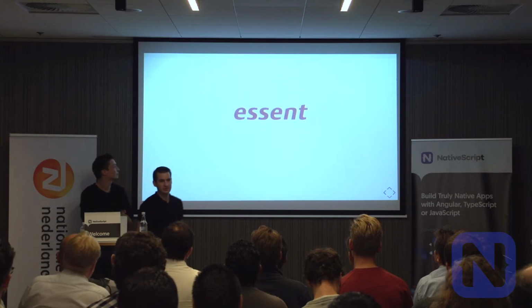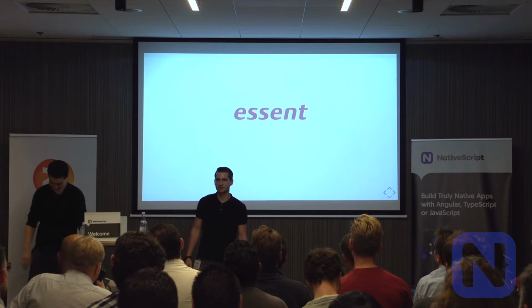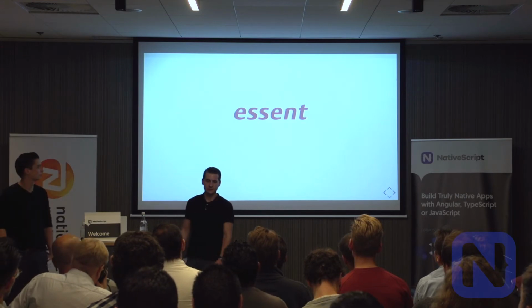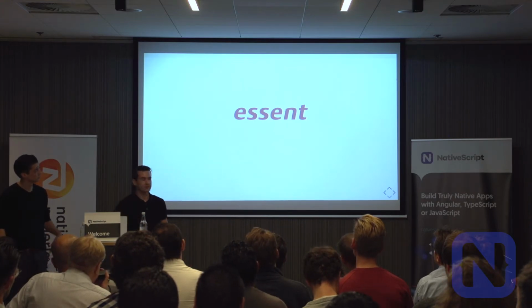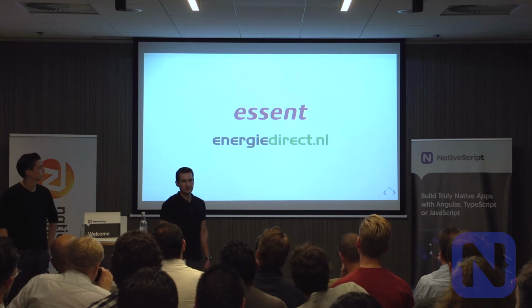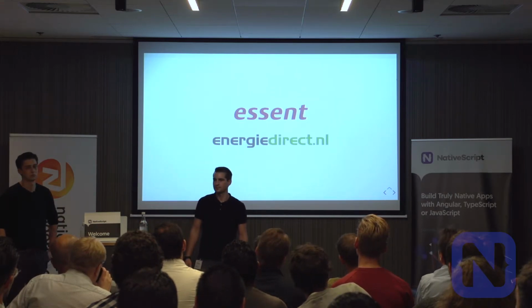So Essent, that might be a name that sounds familiar for the Dutch attendees, since it's one of the largest energy selling companies within the Netherlands. But we're not only selling energy under the label of Essent, but also under the label of energiedirect.nl. So, selling energy, that is what we do. And it's not really a business where you can differentiate in the product you're selling, because basically the energy you get from Essent is the same energy as you get from Energy Direct, and it's coming from the same socket on your wall. So you have to think of other ways how you can differentiate.